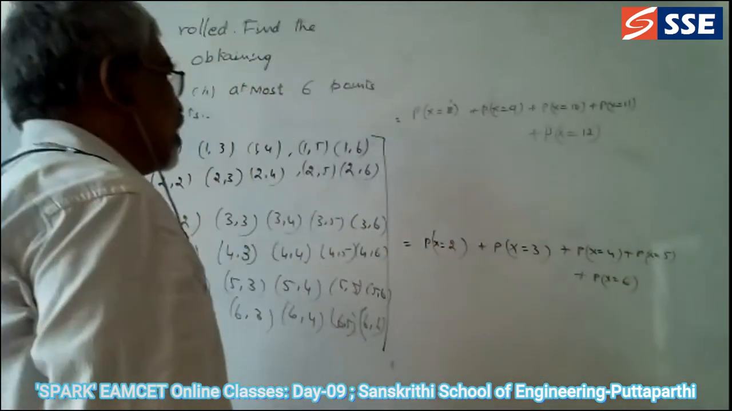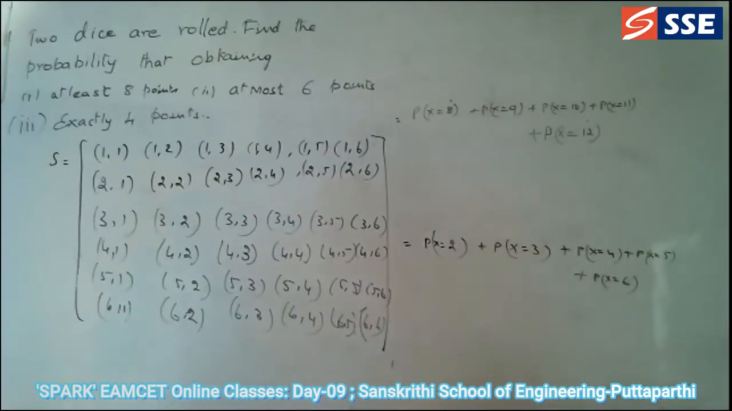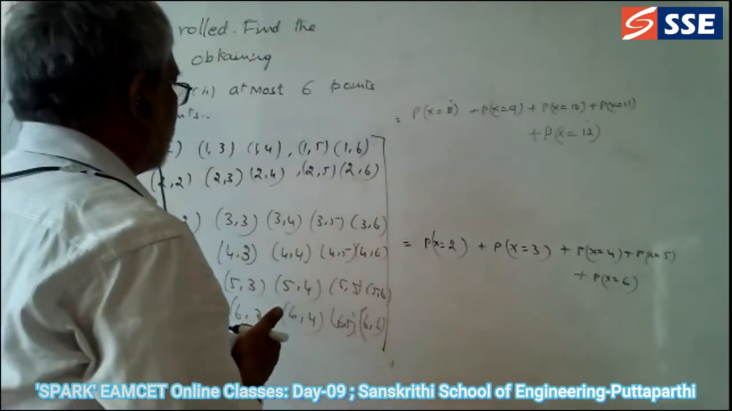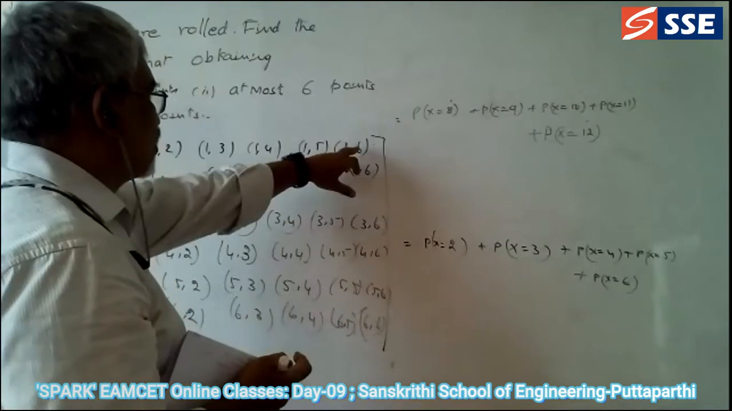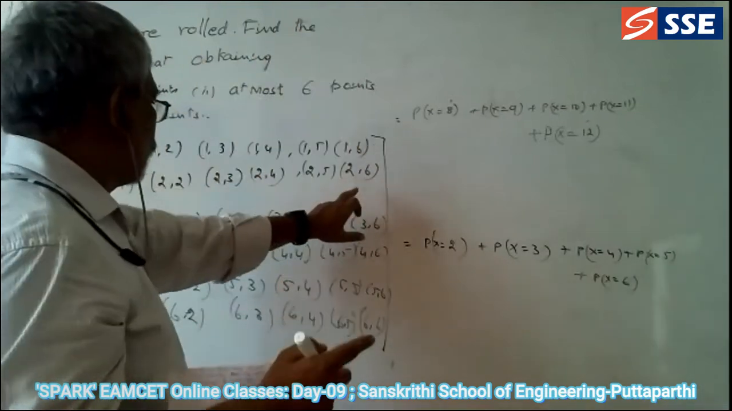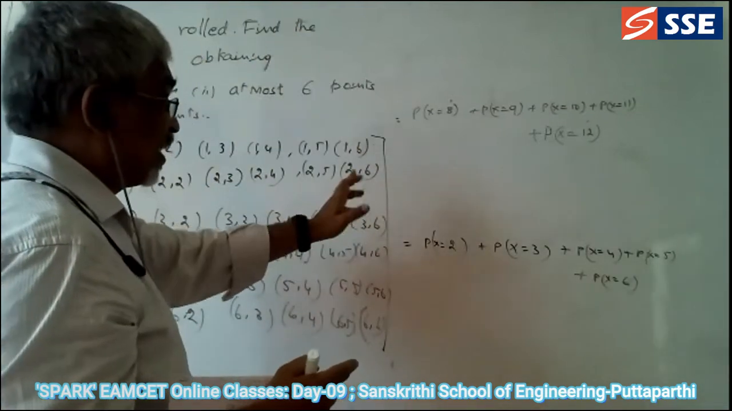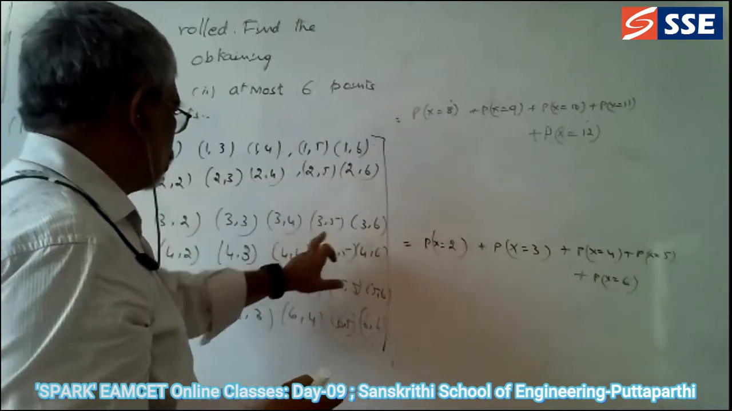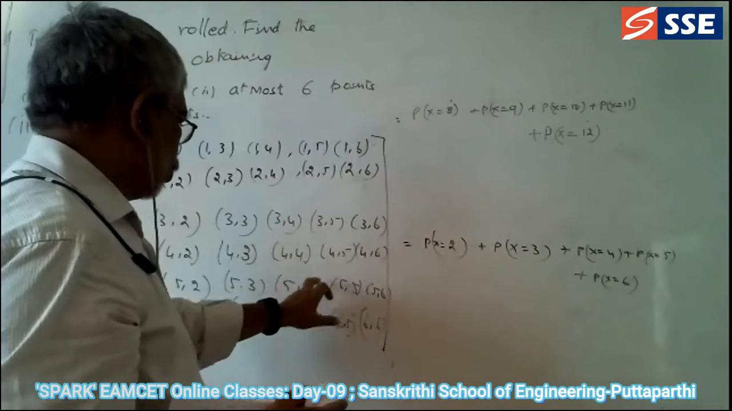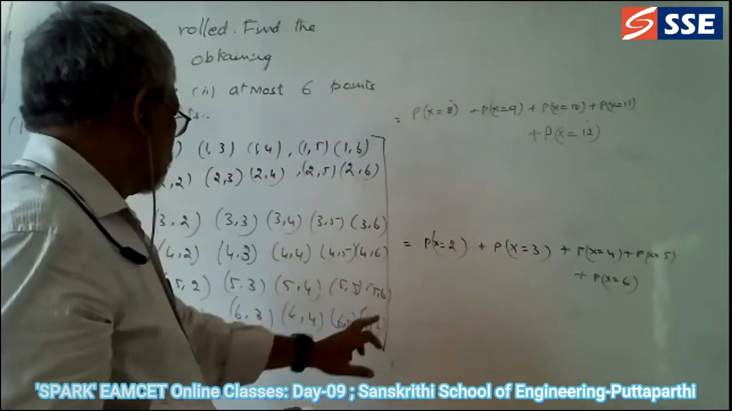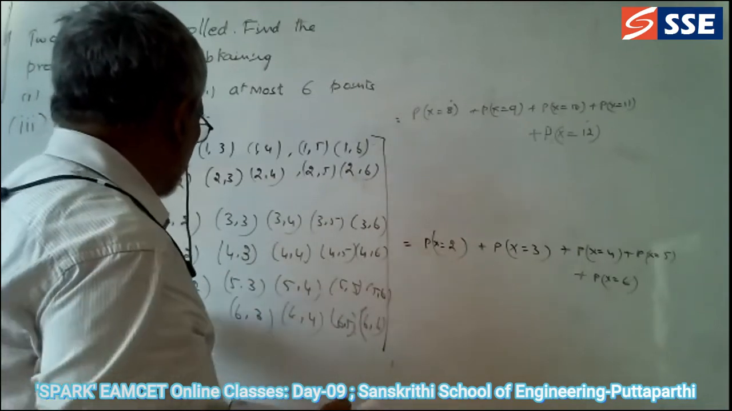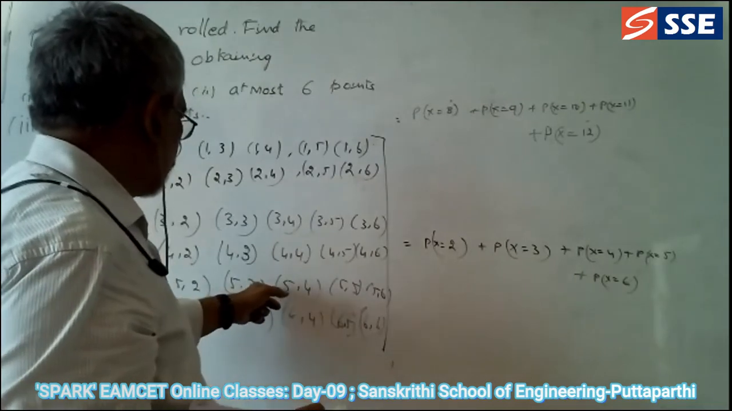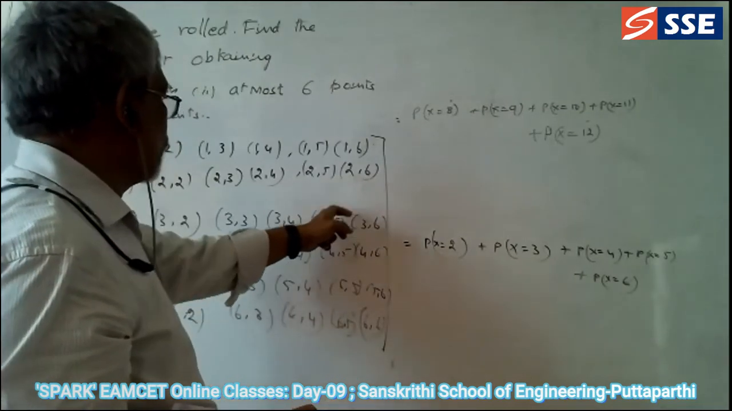So this is exactly 4. Now what are the things you are having? X is equal to 8. Now up to 7 it is, for 3 it is 2, exactly. So 8 and 9 will come. So 1, 2, 3, 4, 5, you are having 5. So 5 plus 4 plus 3 plus 2 plus 1.